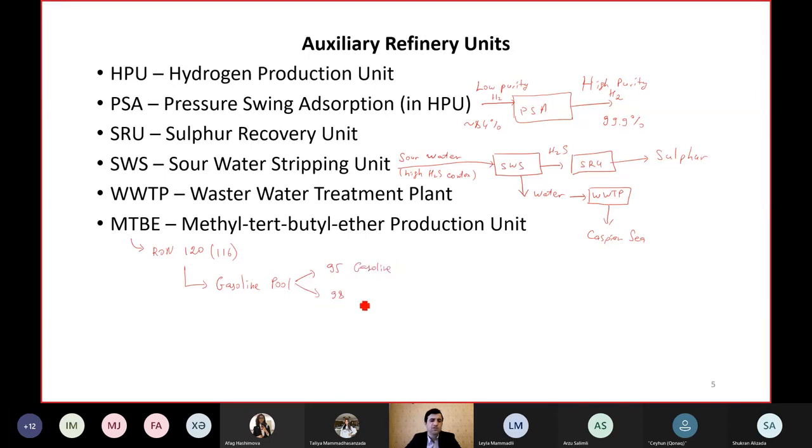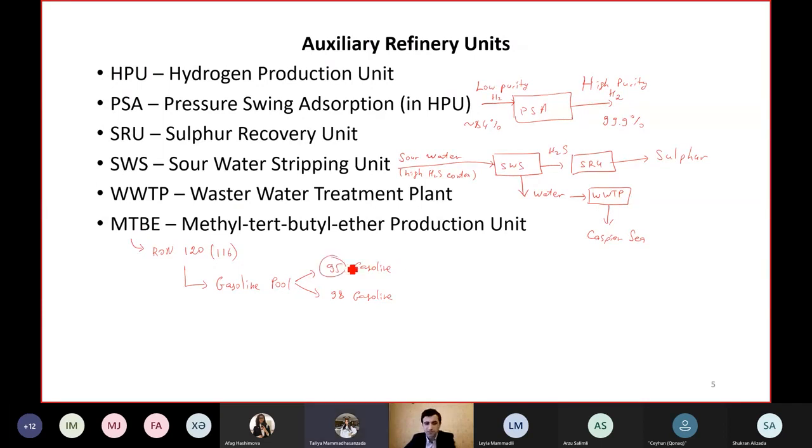For instance, in Baku Refinery, we didn't have an MTBE unit. And in Baku Refinery, we produced 92 research octane number gasoline. But now, because there is a revamp project, we are building an MTBE unit, and when this unit is ready, we will be able to produce 95 gasoline as well.